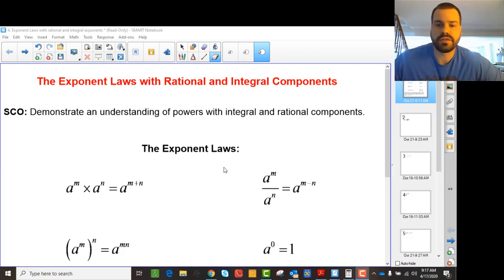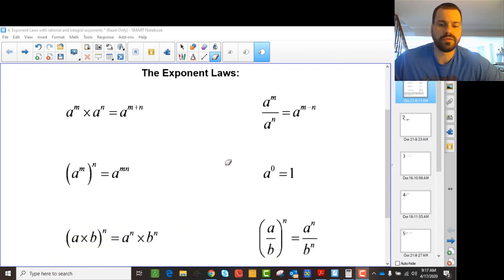Okay, so these are the exponent laws. You would have known these, or you should know these. If you're multiplying, you add the exponents. If you're dividing, you subtract the powers. If you're raising a power to a power, you're multiplying. And then we know that any power of 0 gives you an answer of 1, as long as the base isn't 0. And then if you have a times b or a divided by b to the n, then you just put the n on both terms.